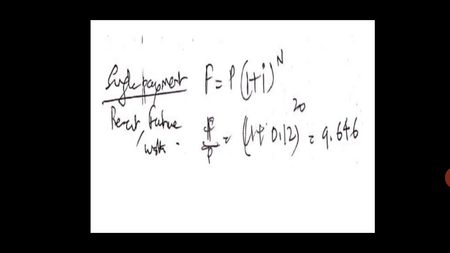Secondly, the future amount of the present amount, that is the 20 lakhs we are investing. F is equal to P times (1 plus i) raised to n. So here F by P is equal to 1 plus i, that is 1 plus 0.12, and n is 20, that becomes 9.646. You can calculate like this.